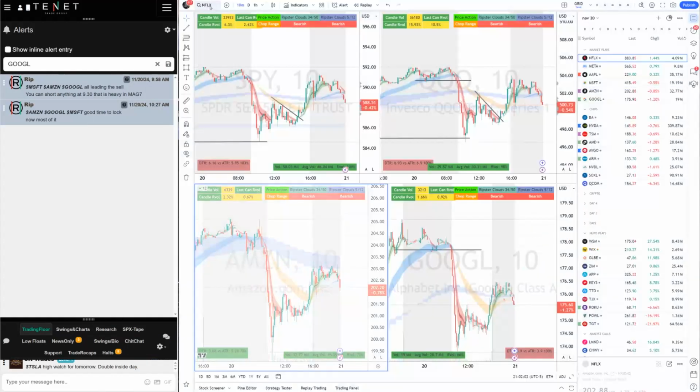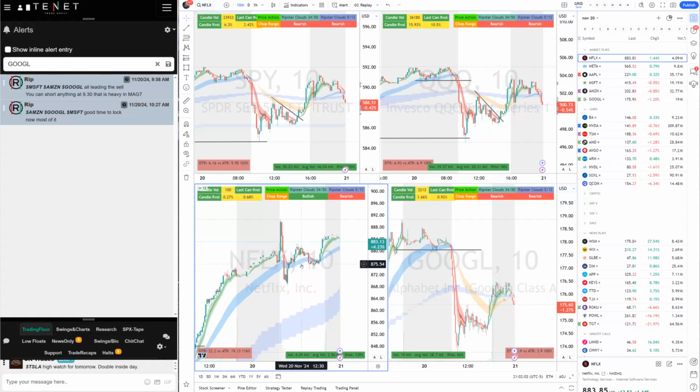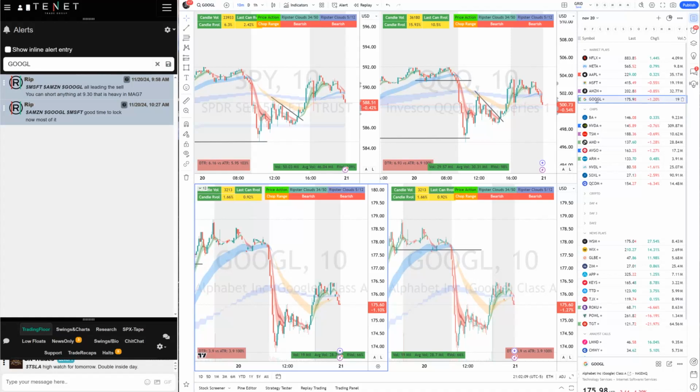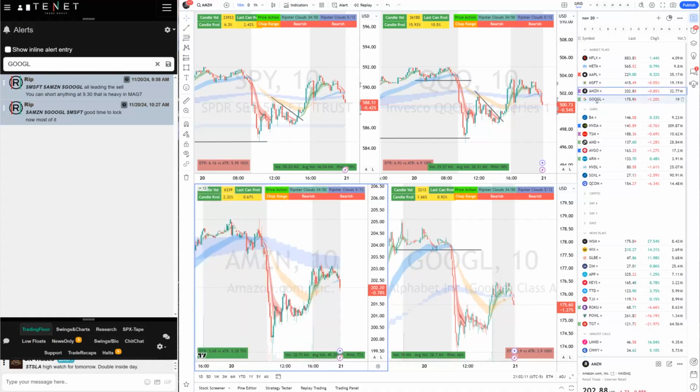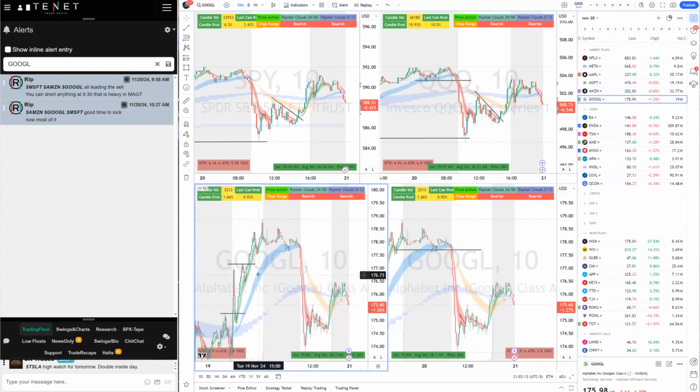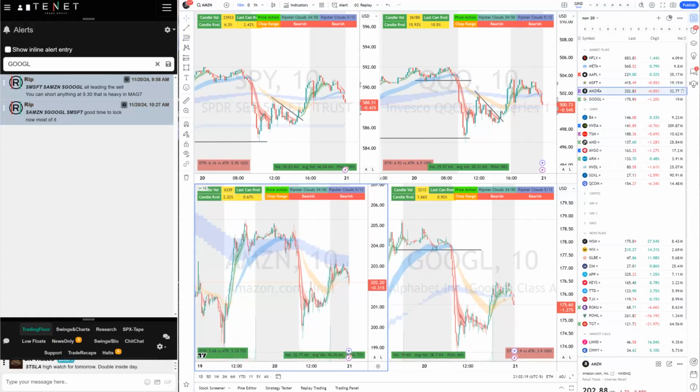Netflix was relatively strong, so you avoid shorting that. But you know that SPY is falling down, QQQ is falling down, so you look for the weakness and you short it. Google has a lot of room because Google ran big yesterday. So something that ran big yesterday, you can short it. There's a lot of room.